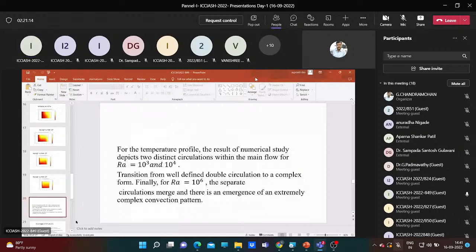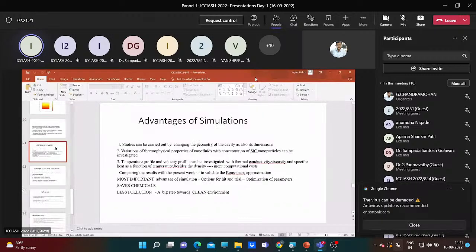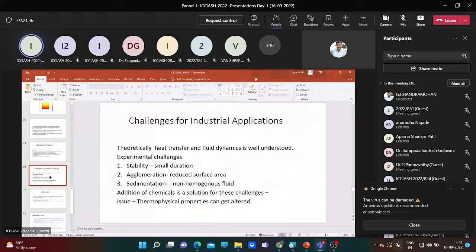Why this is useful is because I'm carrying out simulations. Before I start any experiment, carrying out simulation helps me because I can actually see the outcome. I can try with different nanoparticles, I can try with different base fluids, and I don't use chemicals. I'm going to have some kind of an optimization, so that helps me not waste my chemicals and not pollute the environment. I can try all kinds of parameters for this.